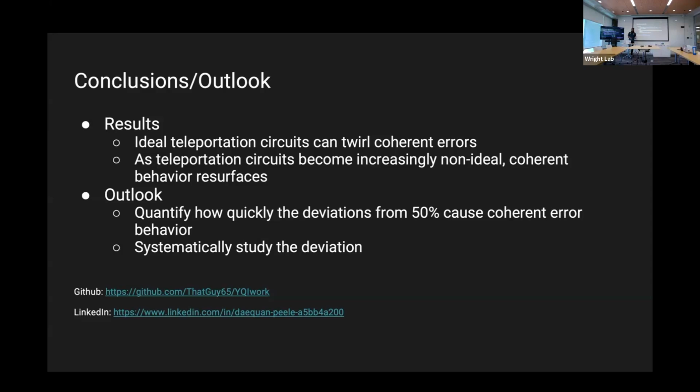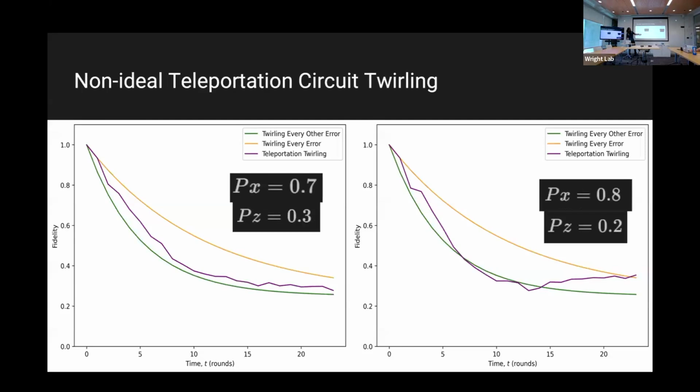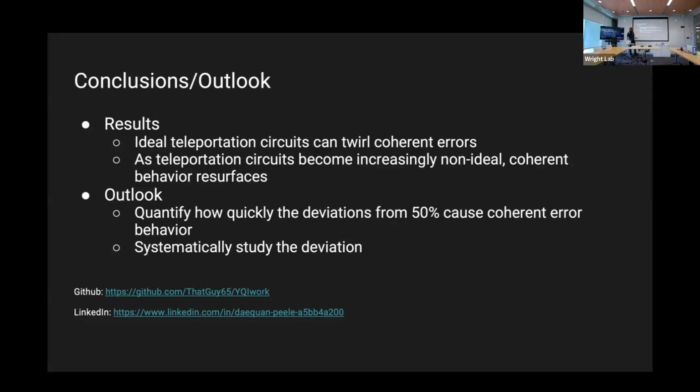To summate my results: ideal teleportation circuits can twirl coherent errors, and as teleportation circuits become increasingly non-ideal, coherent behavior resurfaces. That is seen with the fact that this exponential graph dips back up, which is strange. This concludes the presentation. My GitHub with my incredibly clean code. And thank you.